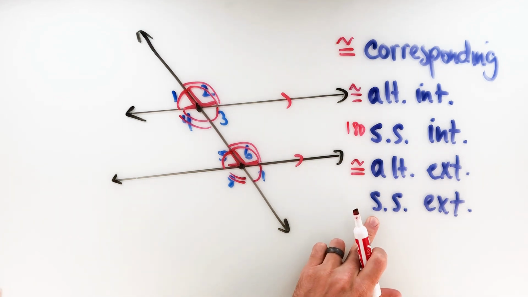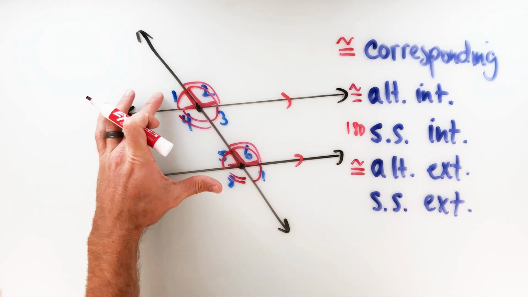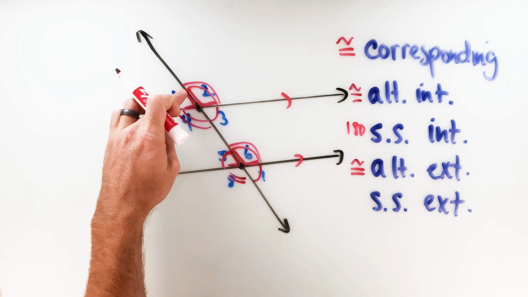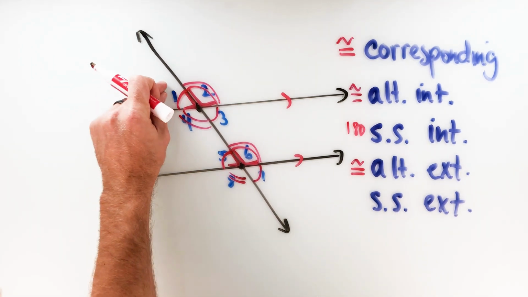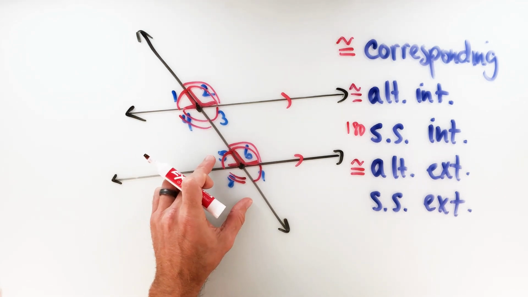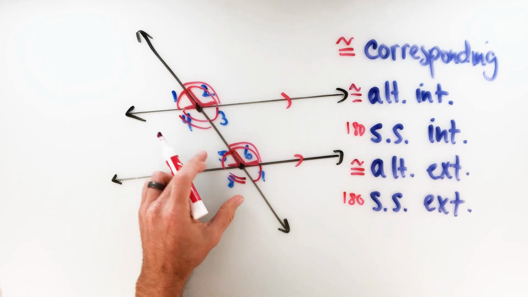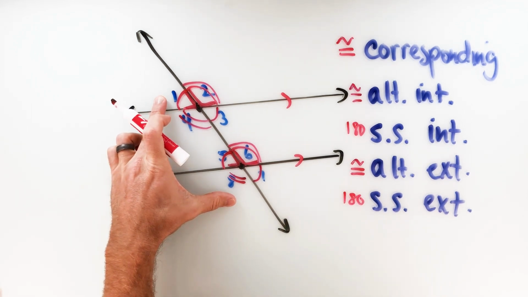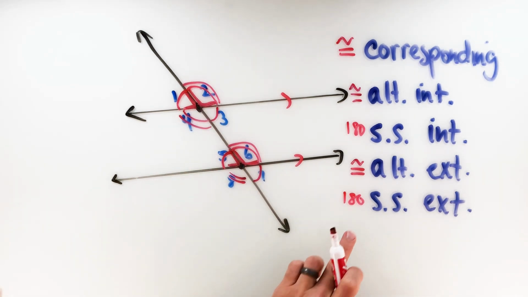Now if I look at same side exterior, for example 1 and 8, it's going to be the same thing. I can see that angle 1, that's my angle with one arc, and angle 8, my angle with two arcs. Again, I can translate that angle 1 down to 5. Those corresponding angles being the same, they're going to add up to 180 here on that line. So 1 and 8, same side exterior. Same thing with angle 7 and angle 2, also same side exterior. Those are going to add up to 180 as well.